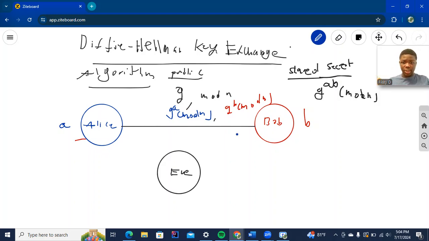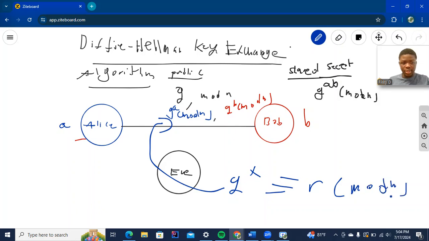So then the question turns into the discrete log problem. Eve is going to ask herself, for G to the X, what value gives me some remainder, which is basically this G to the A mod n? If we can find this, then we have A, and with A we can find G to the AB mod n really easily, or with B. And so that's sort of this idea.